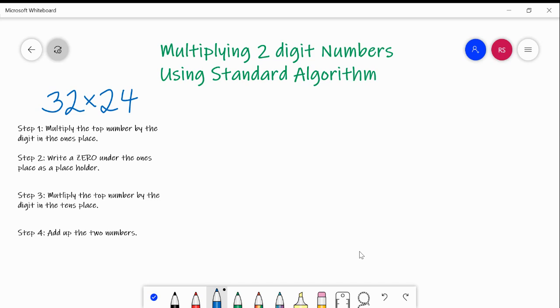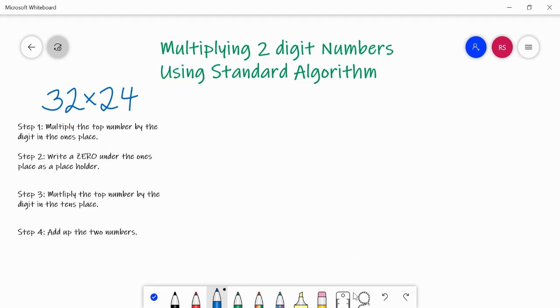We'll be talking about two-digit by two-digit multiplication. In the previous lessons, we learned how to multiply one-digit numbers. Today we're going to talk about how to multiply two-digit numbers. When we learned how to multiply one-digit numbers, we used something called the standard algorithm.